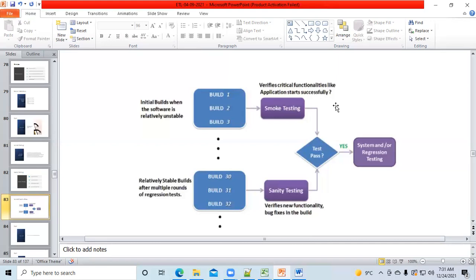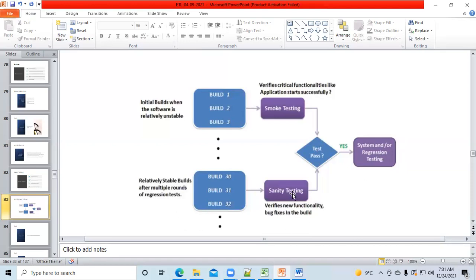Then take any random two to three jobs, run them, and see whether the jobs are running correctly or not. That's all. And then see that the data is getting populated in the tables. That's all. You don't have to check the data accuracy. So you have to touch every component. If it passes, then you can proceed and do system or regression testing, or end-to-end testing or exhaustive testing, whatever you want.